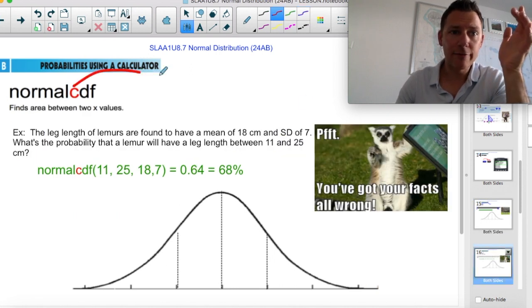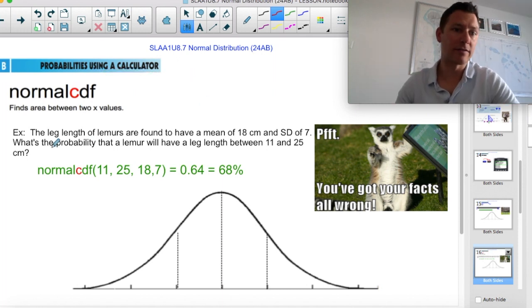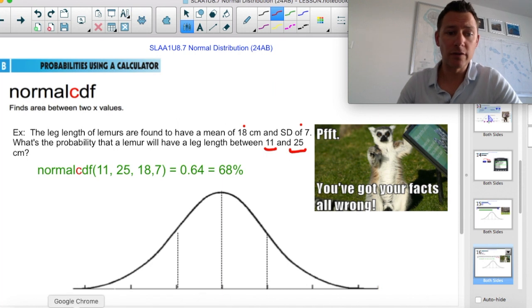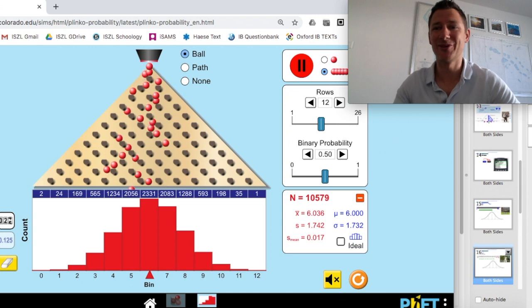Normal CDF is for cumulative, right? So it's like from one value to the other, and this is a standard example. Same mean and standard deviation, but now they're looking at leg lengths between 11 and 25. So you do the same thing. Oh, here we go. Where are we at? 10,000. Good. Good.